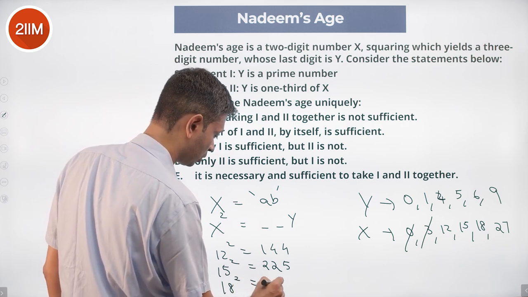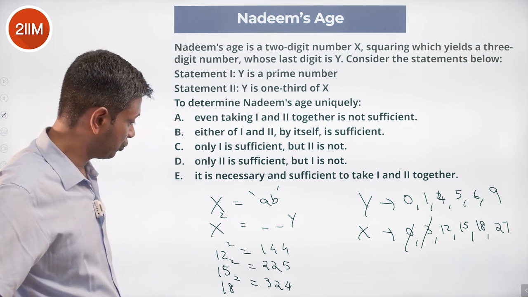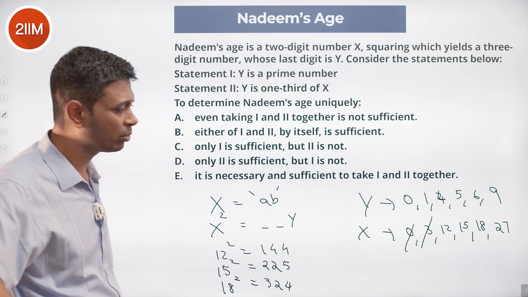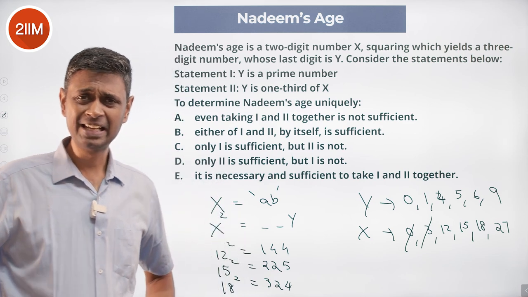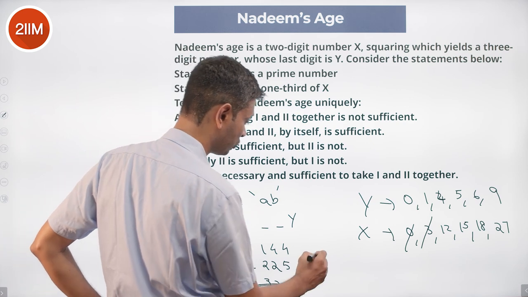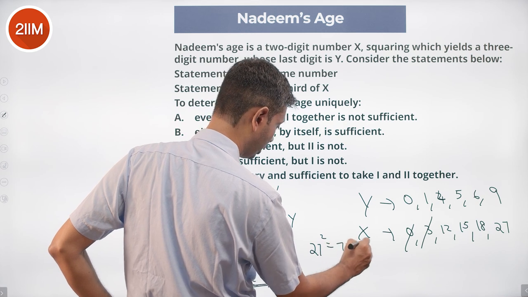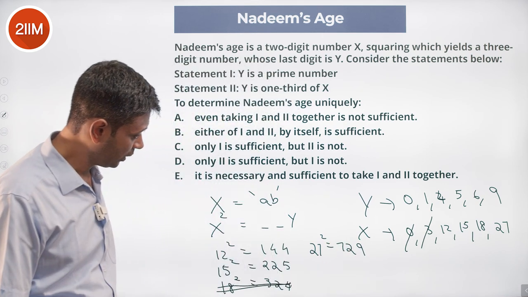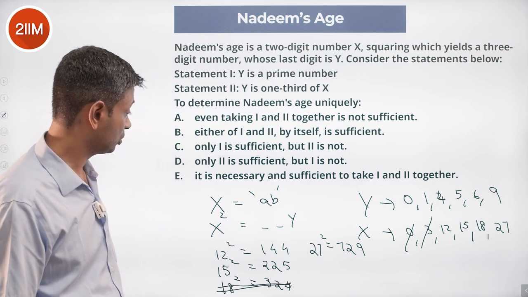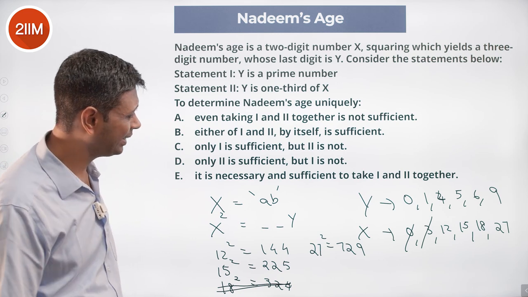18 square is 324. This doesn't work. 18 by 3 is 6, that doesn't work. So Y could not be 6. If Y were 6, X would be 18. 18 square is 324. That does not really end in 6. That's out. 27 square is 729. 27 by 3 is 9. That works. So, Y is 1/3 of X, that works. Y is 1/3 of 18, that doesn't work.